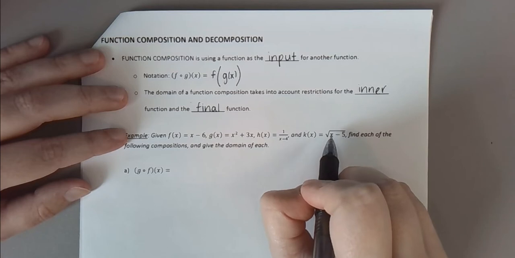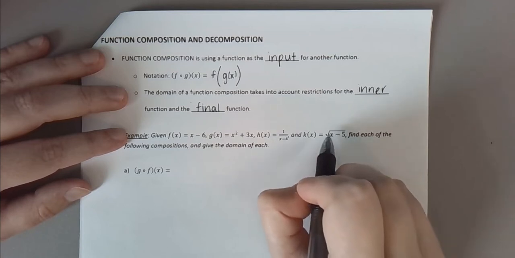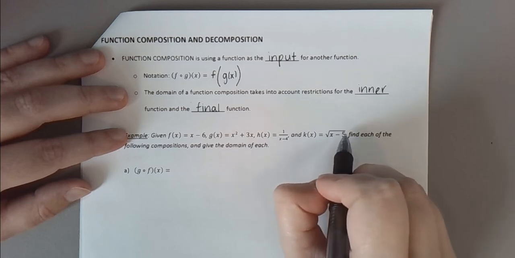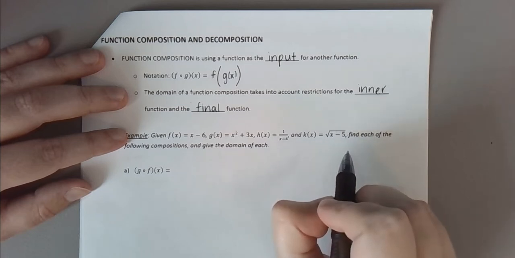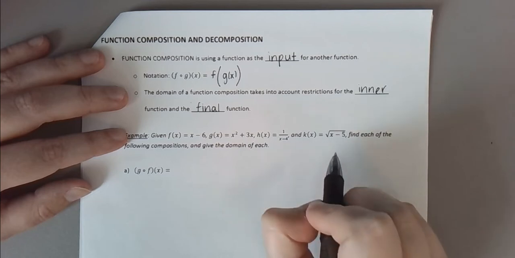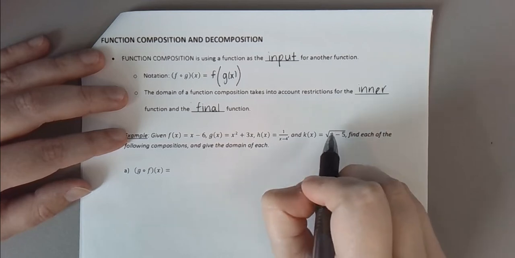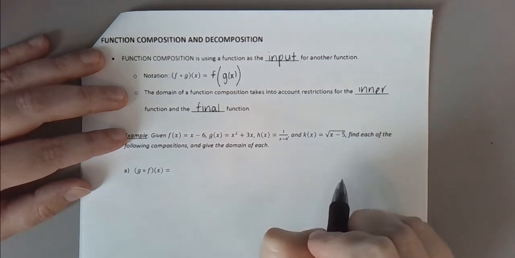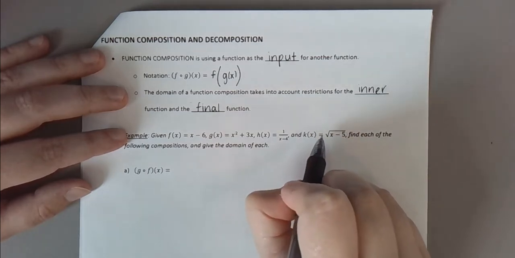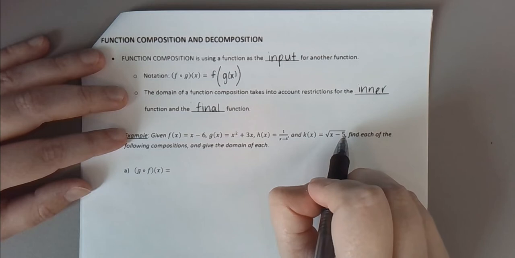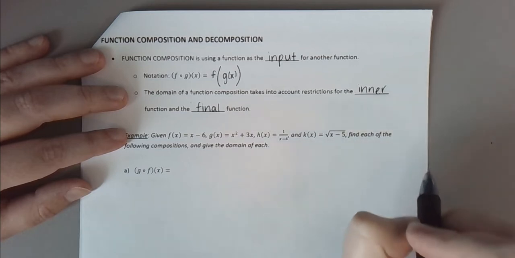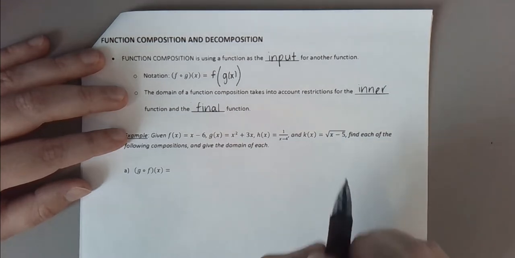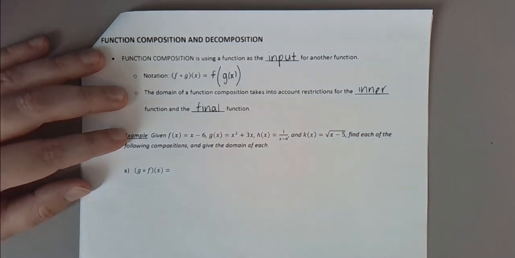If we plug in numbers greater than 5 and then subtract the 5, we end up with a positive number under the radical, which results in our square root being defined. If we plug in anything less than 5, we end up with a negative under the radical, which results in the square root being undefined. So in this case, our domain for this function is going to be all numbers from 5 to infinity, including 5. So just keep that in the back of your head as we progress through our examples.